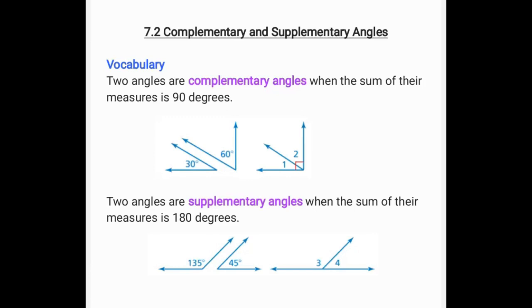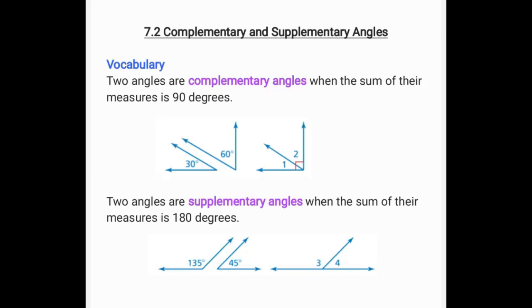This lesson's on complementary and supplementary angles. Two vocabularies that we are going to go over. When two angles are complementary angles, the sum of their measurements is 90 degrees. As shown in the picture, if you have a 30 degrees and a 60 degrees, together they make a 90 degrees, so therefore they are complementary angles.